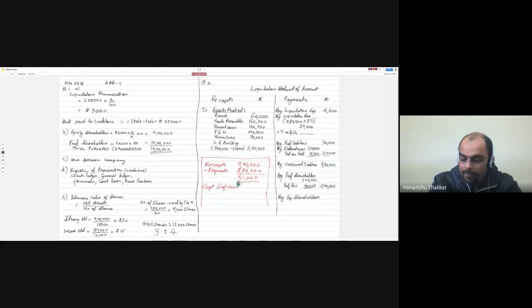What will be the capital deficiency? Total amount you need to pay. Payment to be made to equity shareholders. What is the amount of equity capital of both the types of equity shares? 360 plus 150. So 5 lakh 10,000 is the amount that you need to pay.